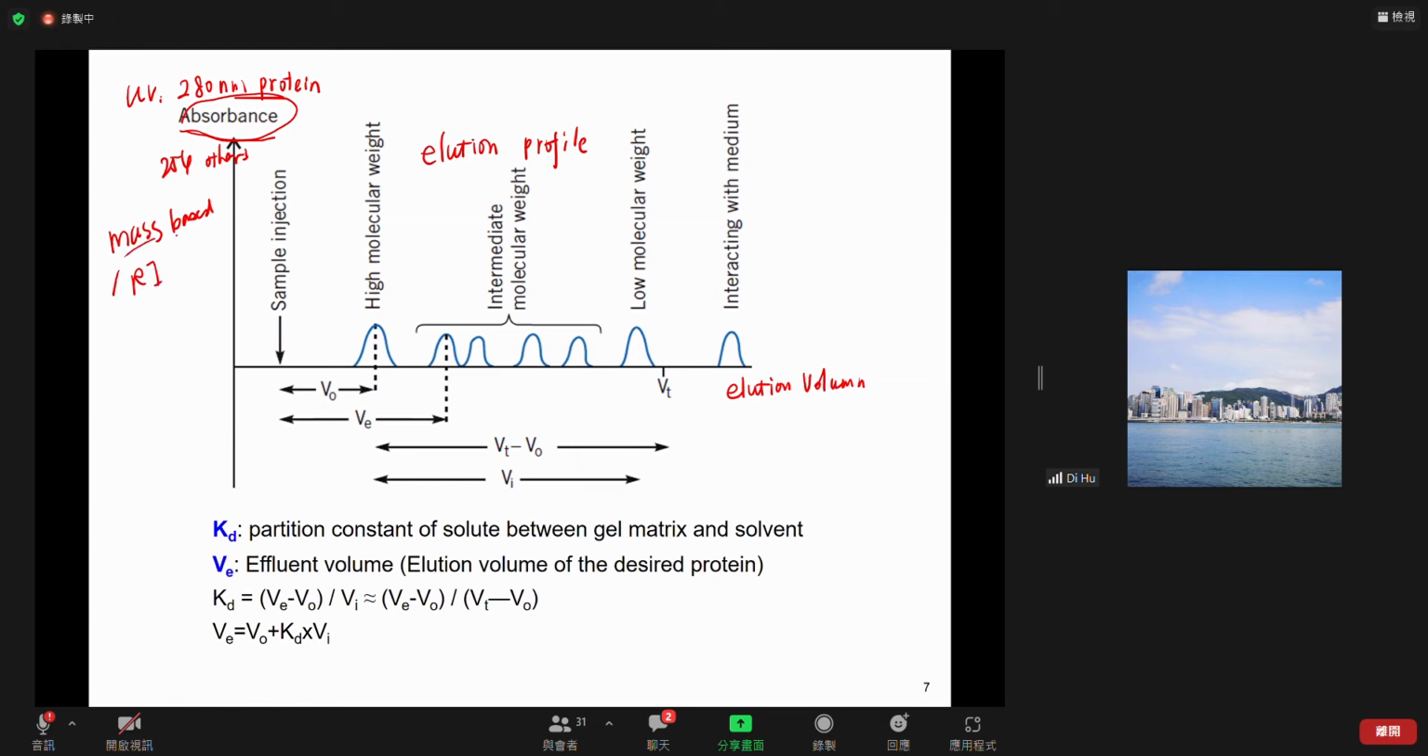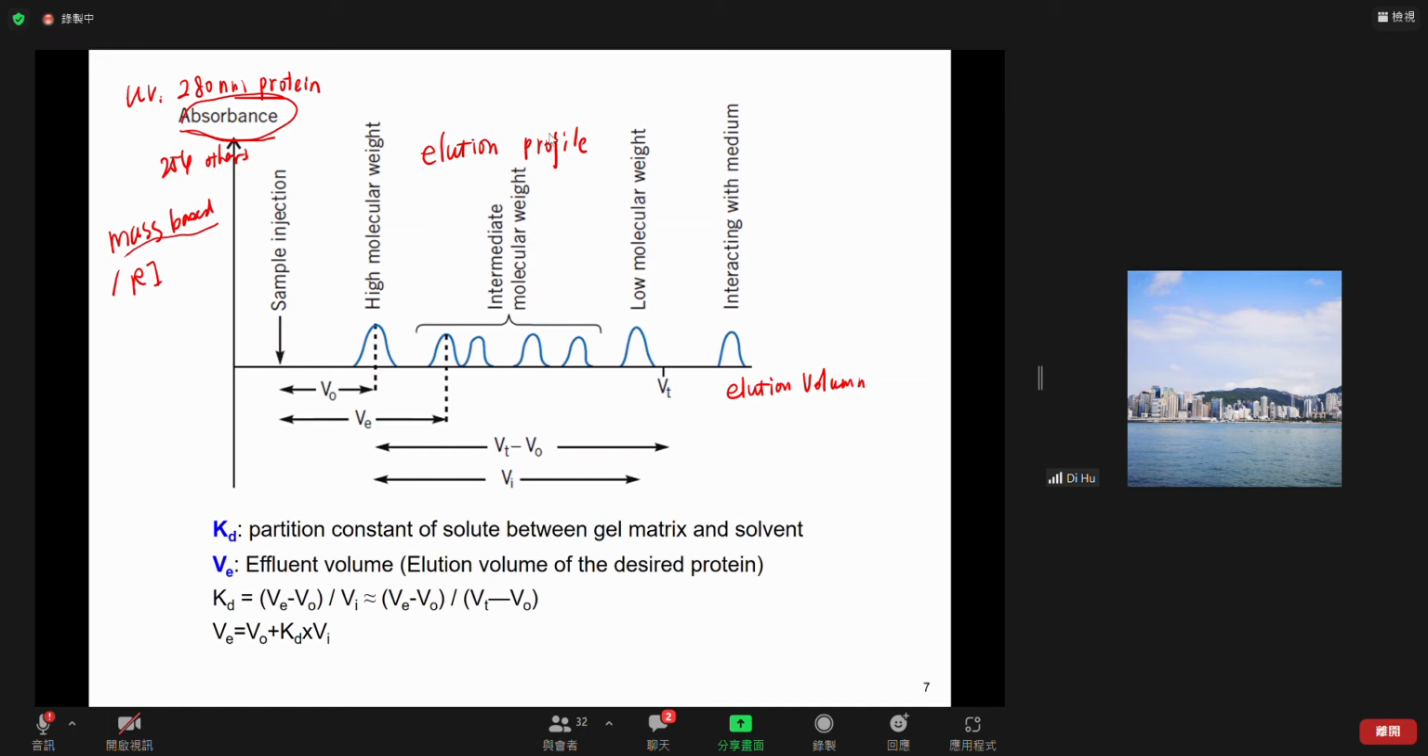For the mass-based one, does anyone still remember? We introduced one when we talked about HPLC. Just to remind you, ELSD. If anyone still remembers, what is that? ELSD, the evaporative light scattering detector. That one responds to the mass.